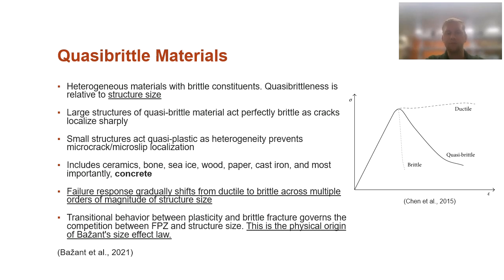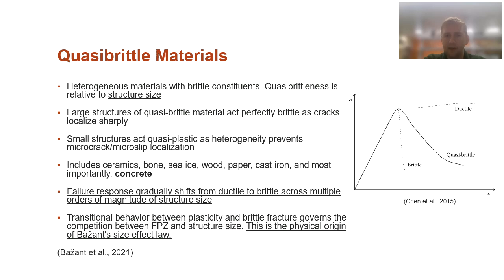But essentially, your most common material for these studies, especially what Bazant was working on, was concrete. And so your failure mode will shift from ductile to brittle over some orders of magnitude. And that essentially is the physical origin for the size effect law, because we have this fracture process zone, and we notice these quasi-brittle materials will fail differently depending on their size.